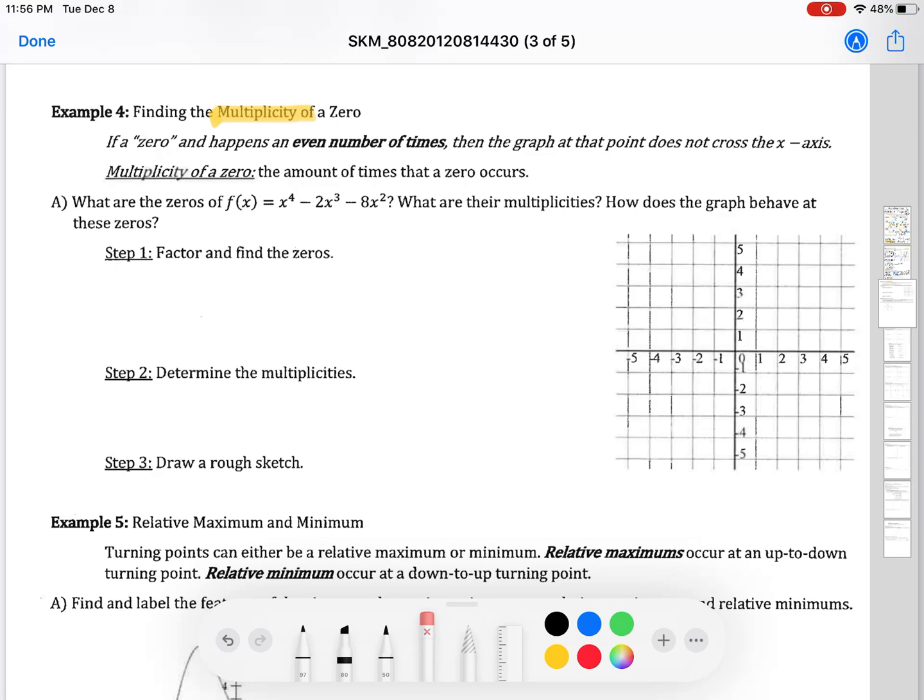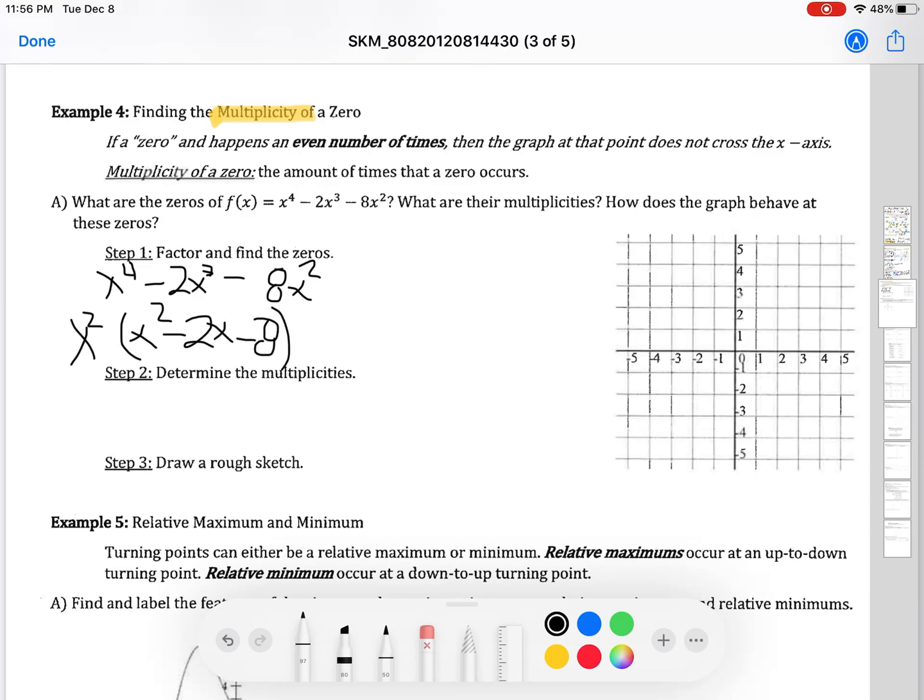All right, so here we go. Step 1, we're going to factor this out just like we have. It says x to the 4th minus 2x to the 3rd minus 8x squared. Let's go ahead and pull an x squared out, which looks to be the GCF. If I continue to factor, it looks like it would be x minus 4 and x plus 2.